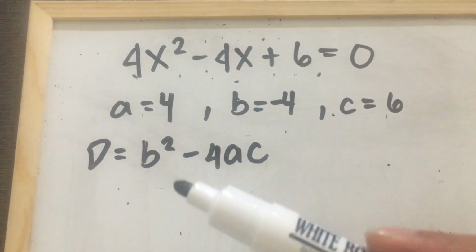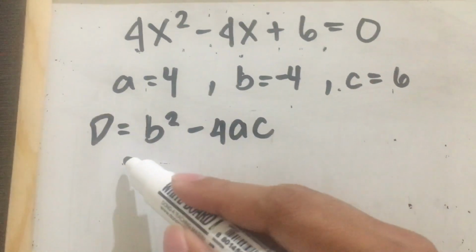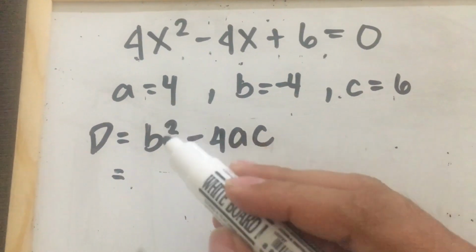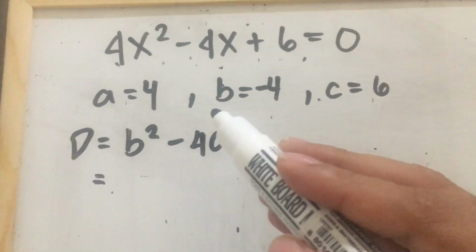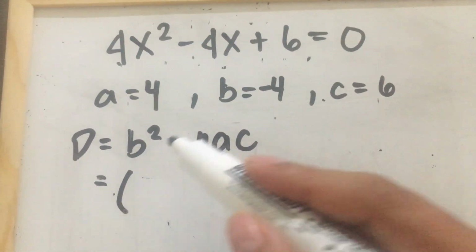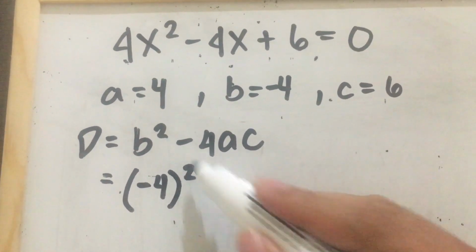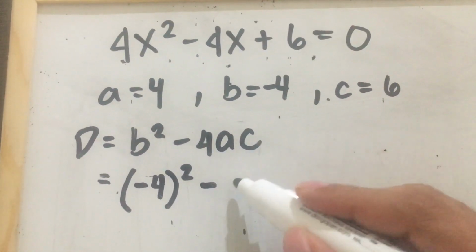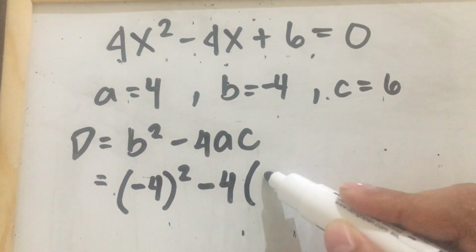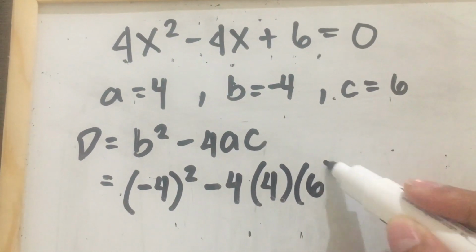It's very important that you know how to identify the discriminant, because later on it will guide you on what the possible roots of your quadratic equation will be. At this point, let us solve for the discriminant first. Substitute all the values of a, b, and c into b squared minus 4ac. Your b is -4, so that is -4 squared. Copy the minus sign, copy as well the 4, and the value of your a is also 4, and the value of your c is 6.